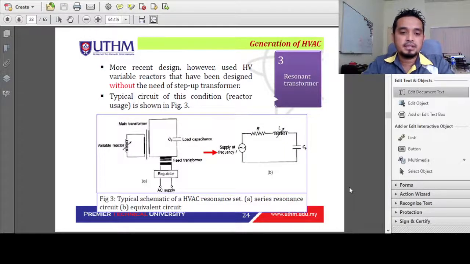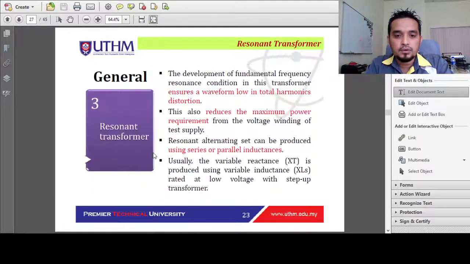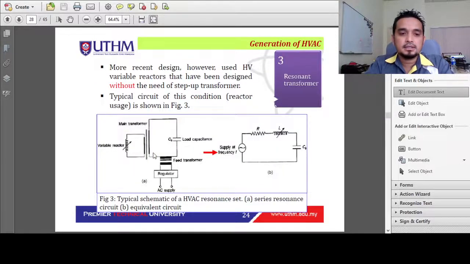Okay, let's consider this configuration, and we know that resonance will happen when the capacitive load is equal to the inductive load delivered by the transformer. So this is the configuration for the resonant transformer.